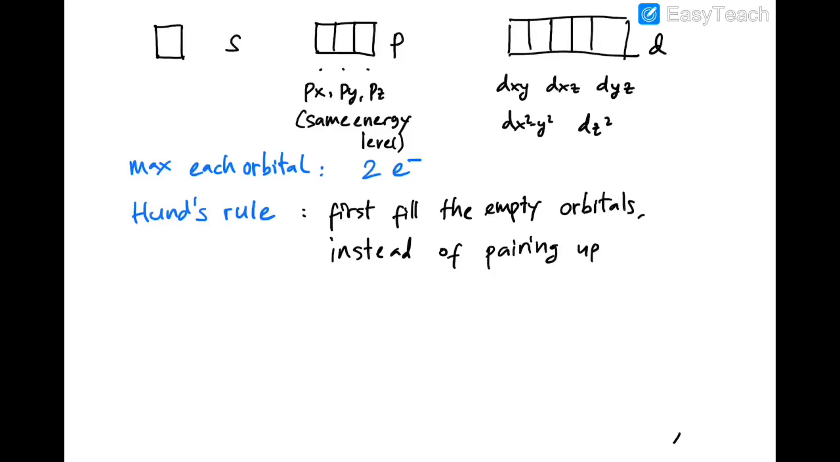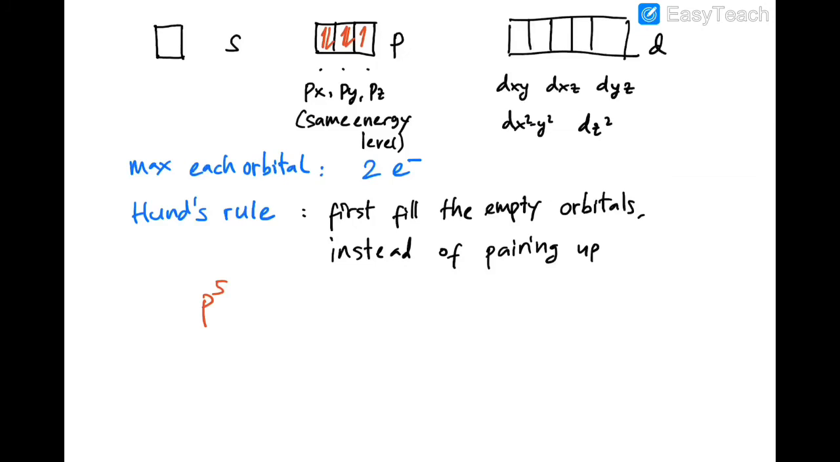Okay? So if we have, say, p5, this represents 5 electrons in p orbitals. So how do we fill in the p orbitals using these 5 electrons? First, we fill all the empty orbitals first. And then, if there are no more empty orbitals, after that we will pair them up like that. So p5 will look like this.